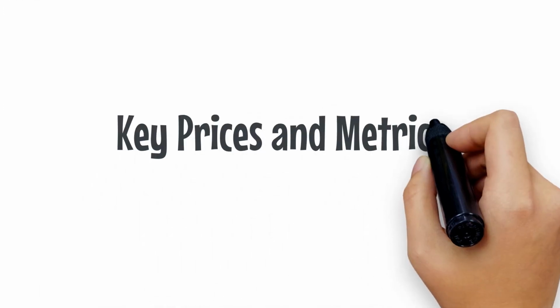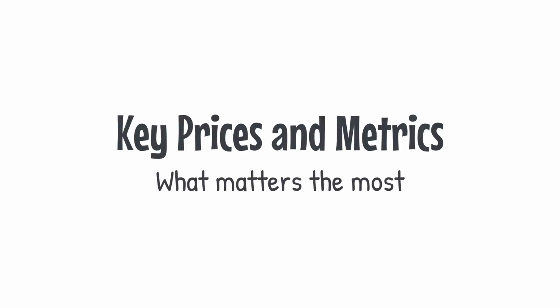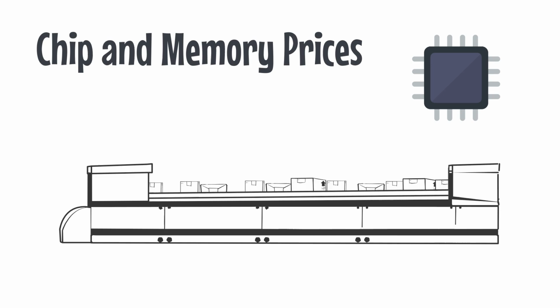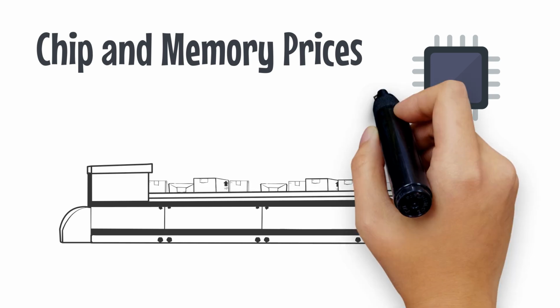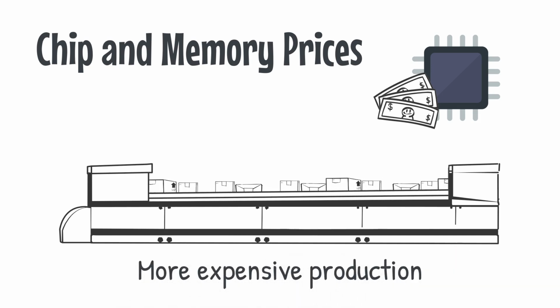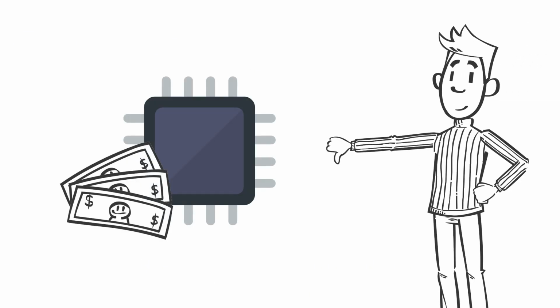Key prices and metrics: what matters the most? Investors often track these specific market indicators that signal how Nvidia's business might perform. Chip and memory prices. Nvidia depends on other companies to manufacture its chips. If the cost of semiconductors or memory components rises, it can make Nvidia's products more expensive to build. If prices fall, it could be a sign that demand in the industry is slowing down.